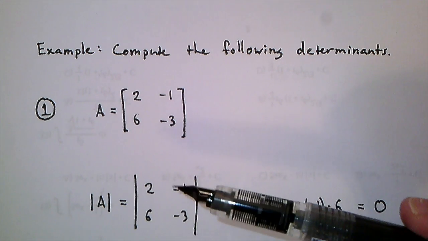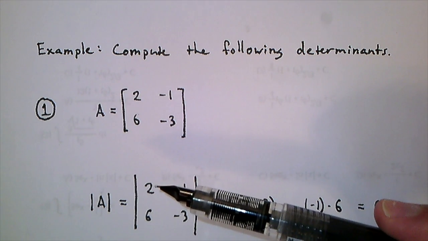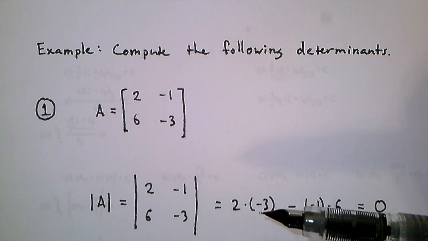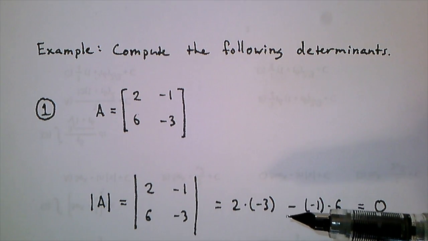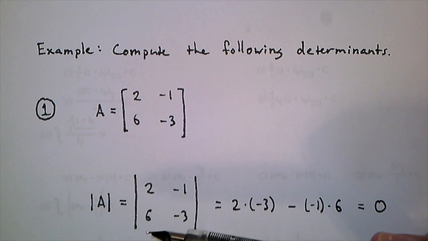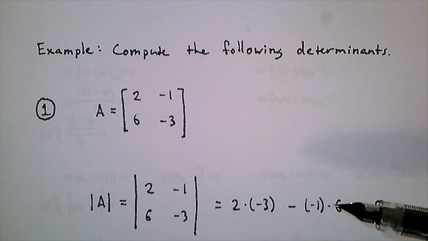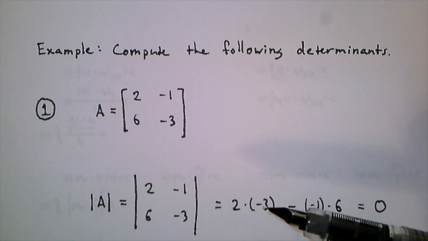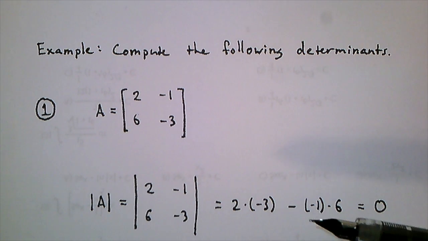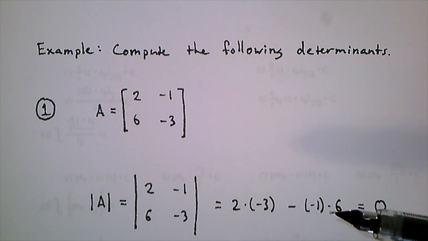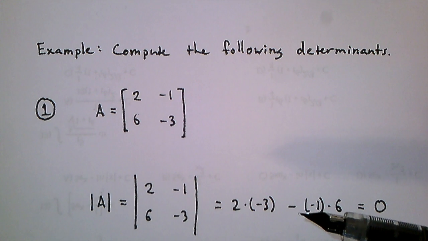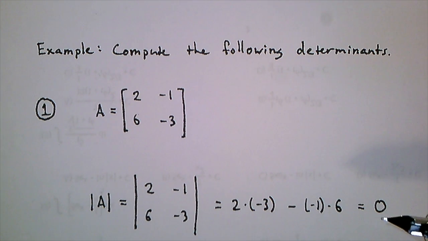To actually compute the 2 by 2 determinant, we take the product of 2 and minus 3, and we subtract the product of minus 1 with 6. Okay? So 2 times minus 3 is minus 6. Minus 1 times 6 is also minus 6. So when we subtract, we get 0.